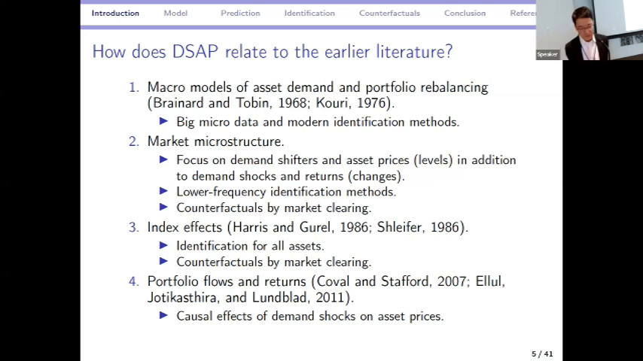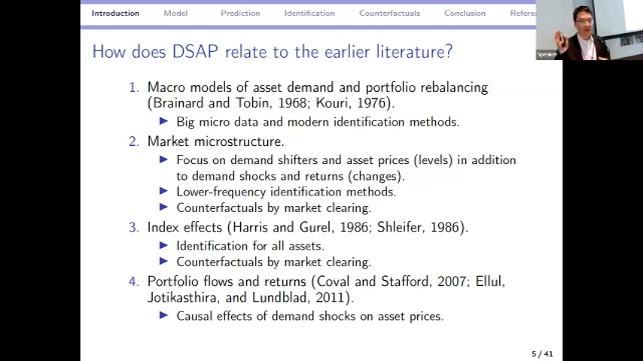Another innovation is to think more carefully about how to do counterfactuals using demand systems. That's mostly absent in the microstructure literature. Now, the way we identify demand is definitely related to things like index effects, right? So what happens to prices when a stock gets included in an index? Relative to that, we can now do identification not only on the set of stocks that get included or excluded, but on the entire cross-section of stocks.